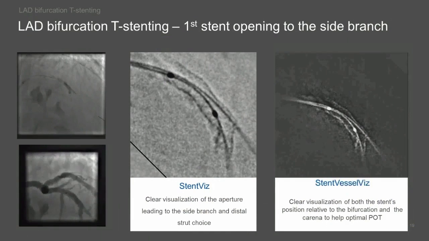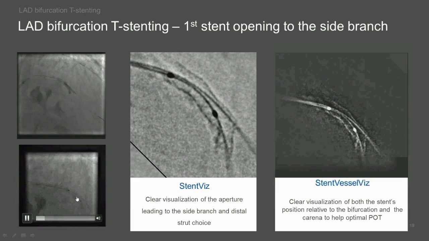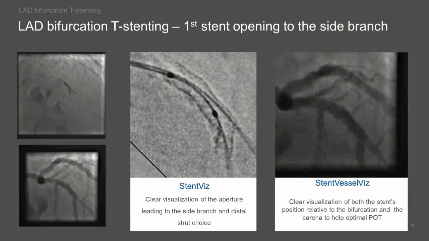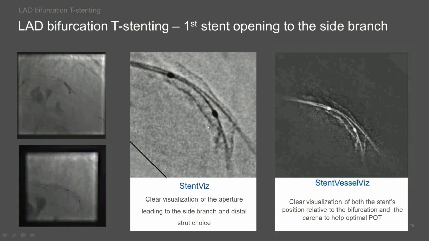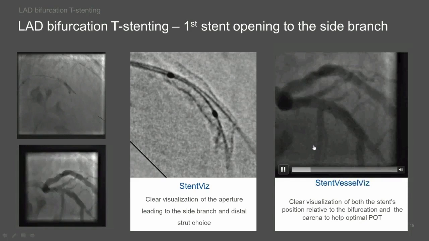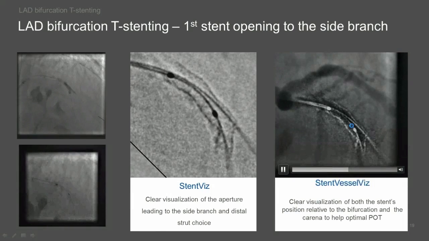Here we did the kissing balloon. As you can see, with the kissing balloon, the result on the side branch was not good. That's why we planned to do T-stenting in this case, because the result at the ostium was not good. So here with the stent vis, it is clear that the stent is well open at this part. Maybe here not completely open. So to check the ostium here, the stent vessel vis is very useful.